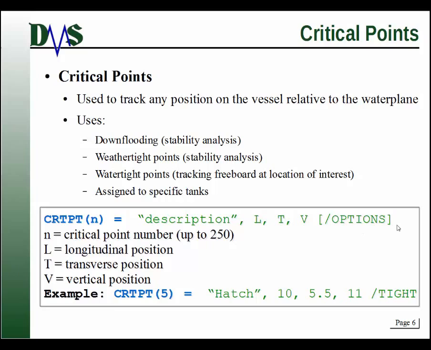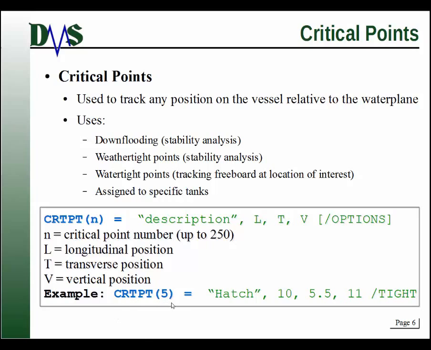And then we have a few options. So these different down flooding analyses are different types of points. That's where the options kick in. I'm not going to go into a whole lot of depth about what the different options do. You can look it up in your GHS reference manual. But so here's an example.